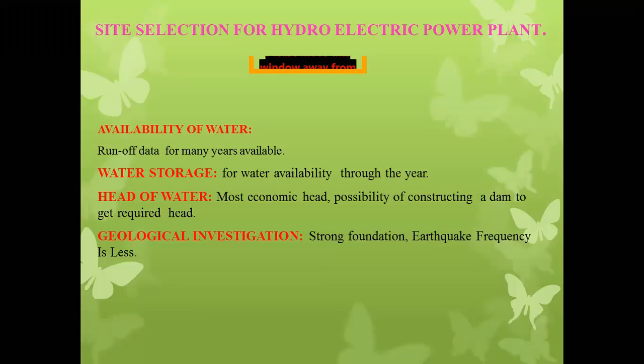Our dam should not be in an earthquake-prone sector. Our dam should be located where the earthquake frequency is minimum, or very less or negligible. Why? Because an earthquake will damage the dam, or the dam wall will be broken during the earthquake, so the storage of water will be lost.